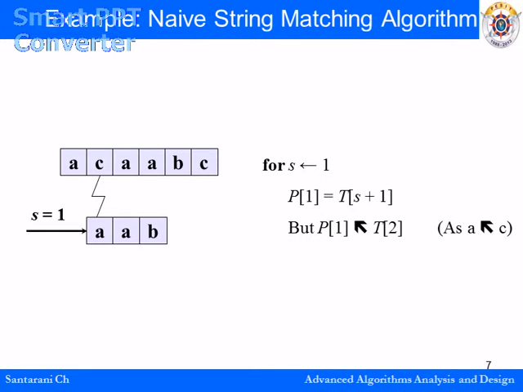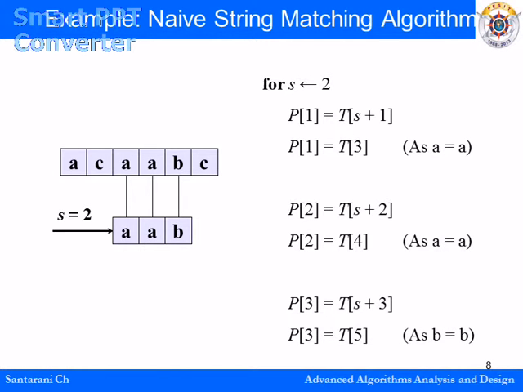So we go on to the next loop, that is s equal to 1, and here again we compare the pattern with the text. P[1] equals T[s+1], that is T[2]. P[1] is A and T[2] is C, which is not equal, hence again we go to the next step, that is s equal to 2, actually the third step. When s equals 2, P1 equals T3, P2 equals T4 and P3 equals T5, hence there is a match.